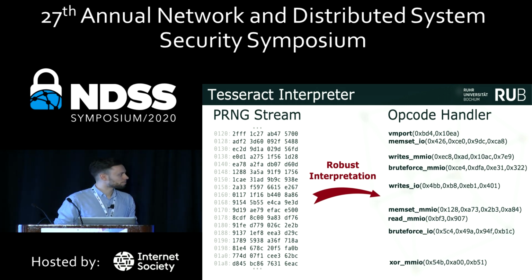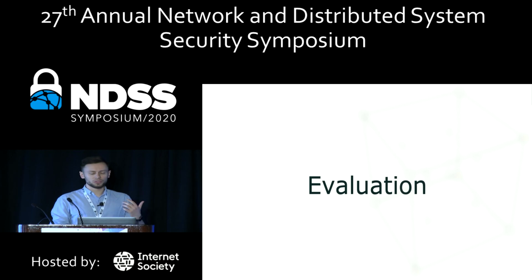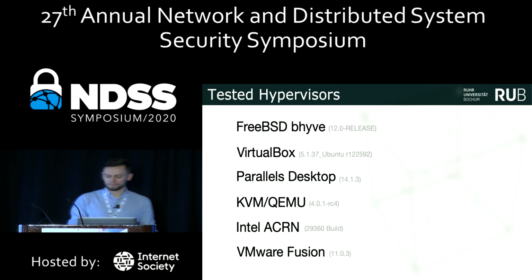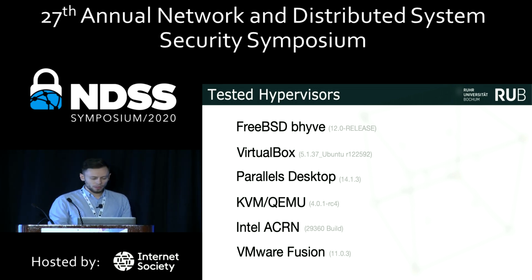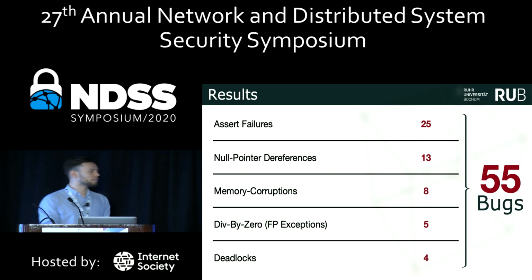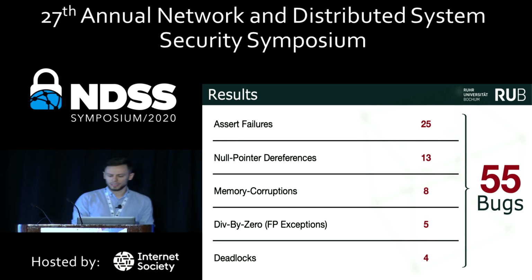So the evaluation. Since we are able to target multiple hypervisors, we've tested the following: FreeBSD Bhyve, KVM QEMU, VMware Fusion, and so on. And here we go. Those are our results. We were able to find 55 different bugs in different hypervisors. And in total, I guess 43 CVEs were assigned. I want to show you just one simple, but at the same time, critical vulnerability.